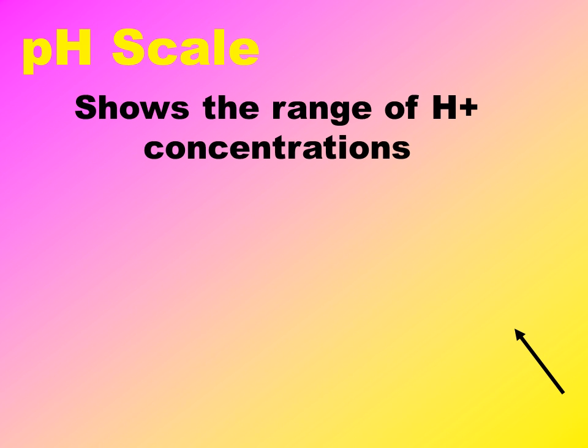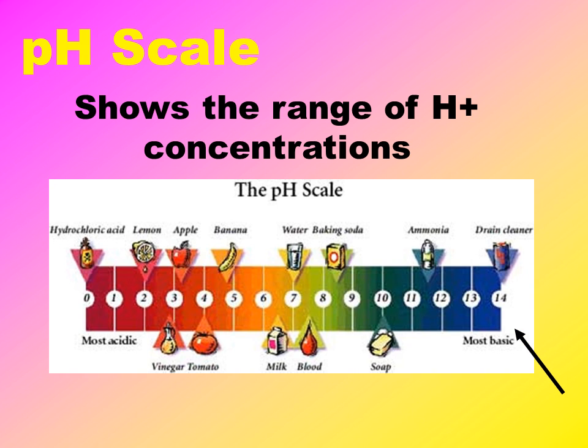This lesson is going to teach us about the pH scale. The pH scale shows the range of H+ concentrations. Here's a picture of the pH scale showing different items from around the house organized by where they fall on the pH scale according to how acidic or basic they are.